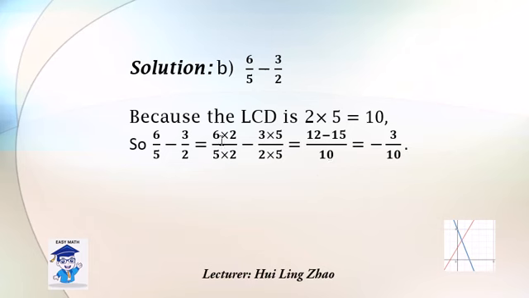The numerator is 2 times 6 is 12 and minus 15, right? So the final answer is negative 3 over 10, right?